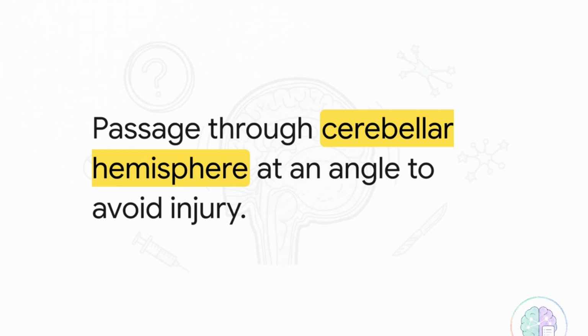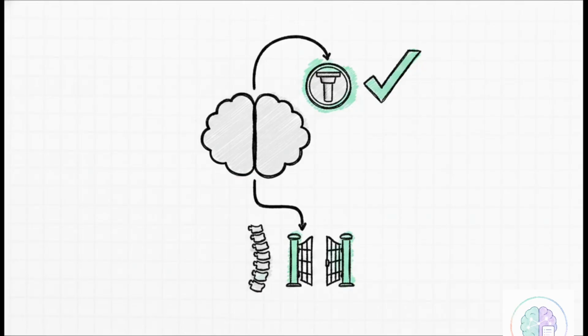Now, a secondary approach involves passing the catheter straight through the cerebellar hemisphere. But surgeons must be incredibly precise here. They literally have to bring the catheter into the fourth ventricle at a slight angle. Why? Because as the ventricle drains and shrinks, the brainstem actually shifts back into its normal position. If the angle is wrong, that newly shifting brainstem could impale itself right onto the catheter tip, causing a devastating delayed injury. There are two other highly conditional options we should mention.